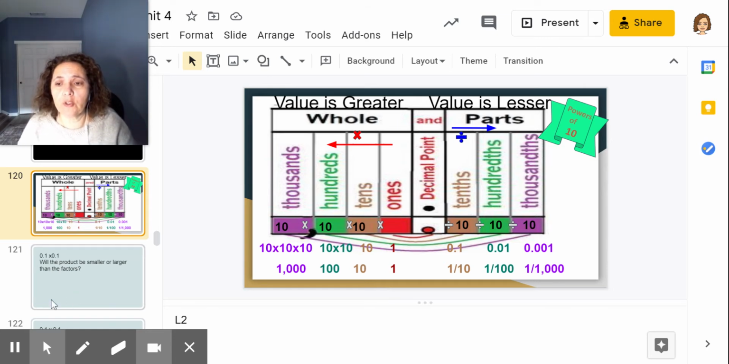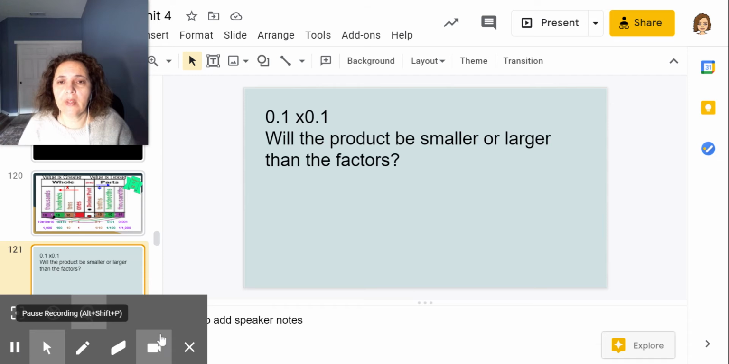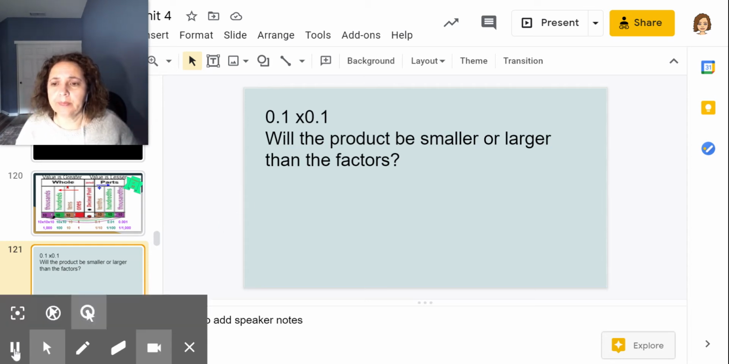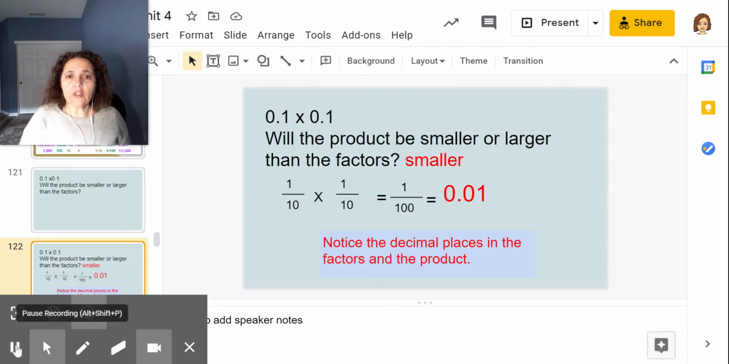So let's take a look at our first problem. So 1/10 times 1/10. Is our product going to be smaller or larger than the factors? These are our factors, 1/10 and 1/10. The product, remember, is the answer to the multiplication. Is it going to get smaller or larger? What do you think? Think about it and then come back to me.